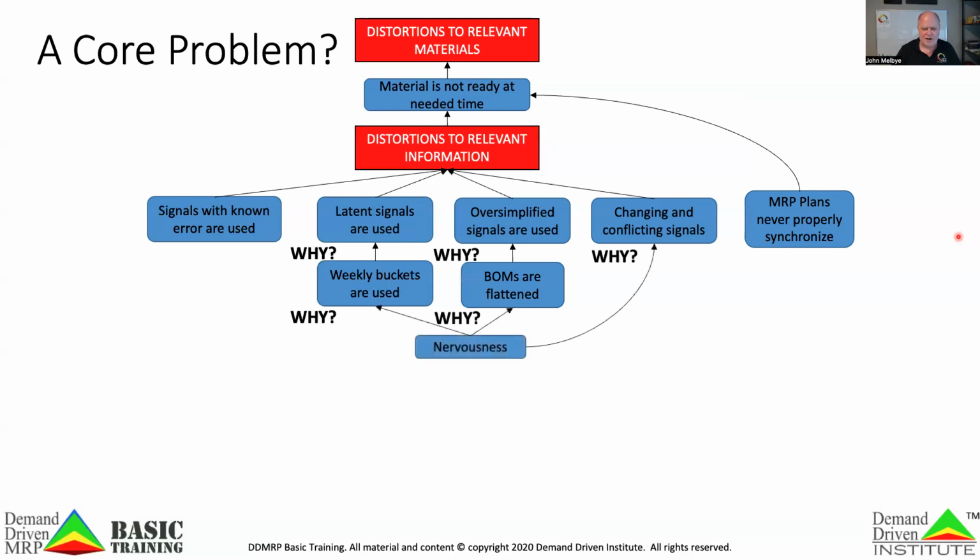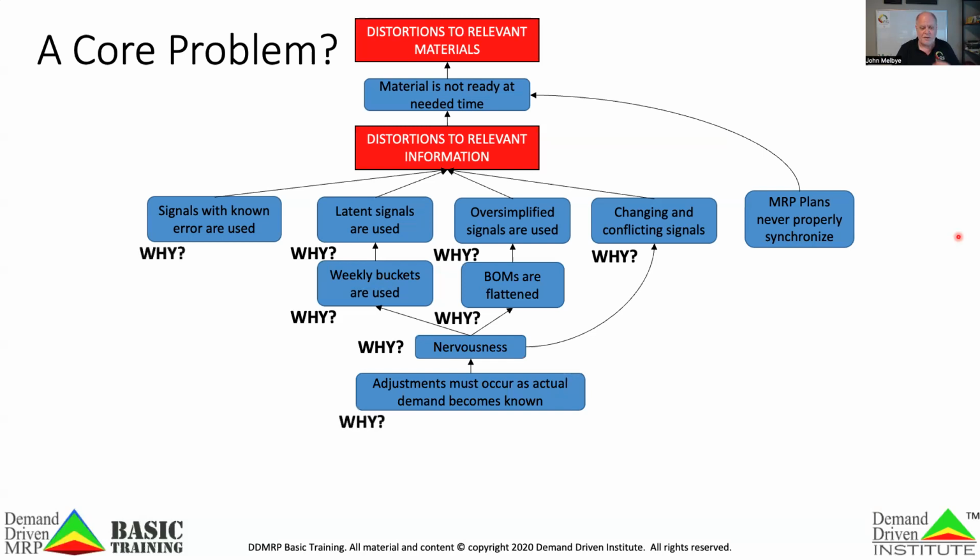And what do all these things cause? What we call system nervousness. It's why we have expedite reports, or what we used to call pull in and push out reports. And that causes nervousness, changes every day in our signals. Why is that? Because the adjustments have to occur as the actual demand becomes known. We're starting with a forecast that we know is not going to be exactly correct. So when the real number is finally known, and the timing and the number are finally known, then we have to put those into the system.